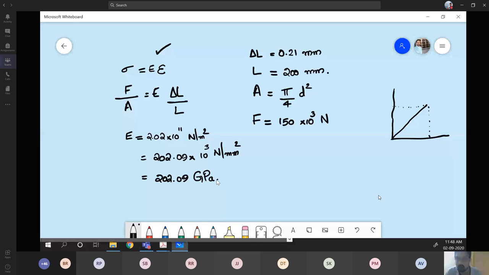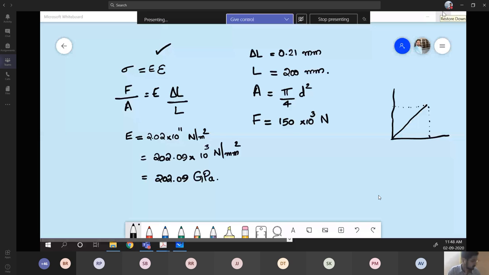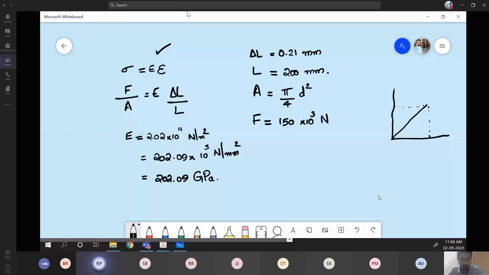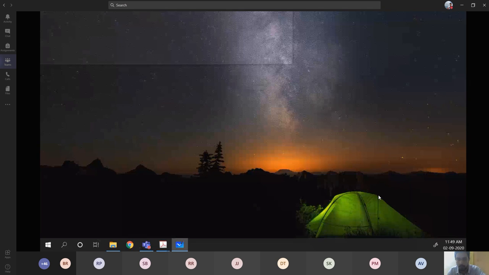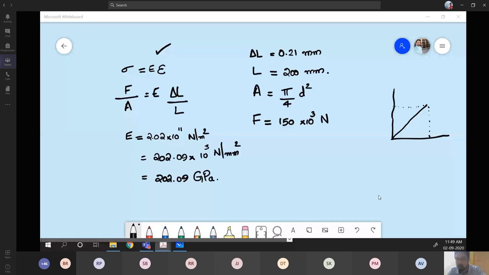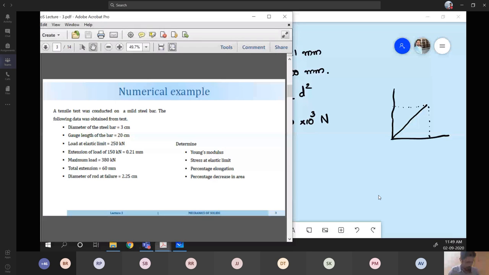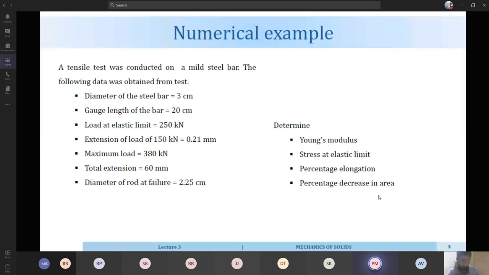So I will call another name. Ramesh Maniar. Sir, can I unmute myself? Yeah, sure. Ramesh Maniar, are you here now? Hello, sir. Hello. Yeah, hello. Yes, sir. So can you tell me what is the stress at elastic limit? Stress of elastic limit. Yeah.